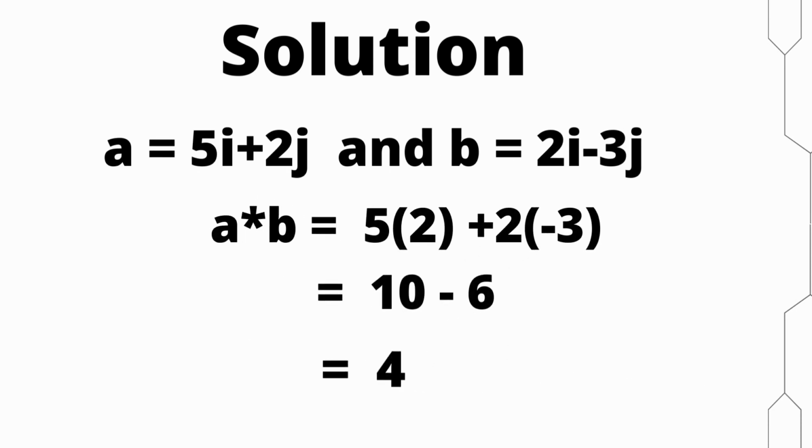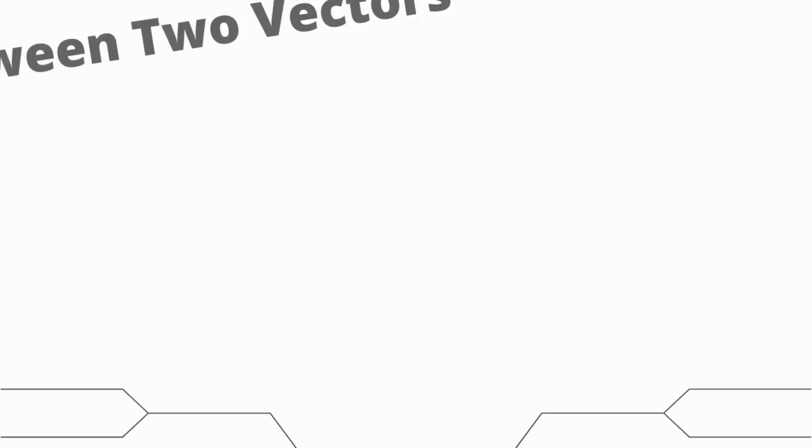Let's consider the solution. a is equal to 5i plus 2j, as I said earlier, and b is equal to 2i minus 3j. a multiplied by b is equal to 5 multiplied by 2 plus 2 multiplied by minus 3, which is 10 minus 6, and that gives us 4.